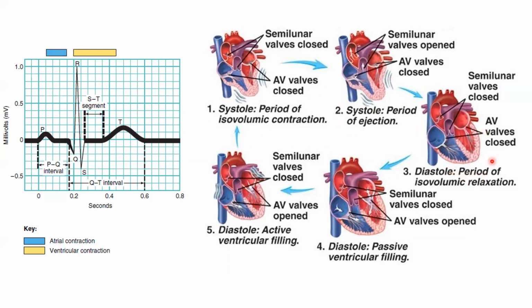Then there would be relaxation, a period of isovolumic relaxation wherein the valves are again closed. And in diastole, during passive ventricular filling, the semilunar valves are closed while the AV valves, tricuspid and mitral, are open. So there would be movement of blood from the atria towards the ventricles. Then in active ventricular filling, the semilunar valves are still closed and the AV valves still open to allow more blood. Then the cycle continues in each heartbeat.